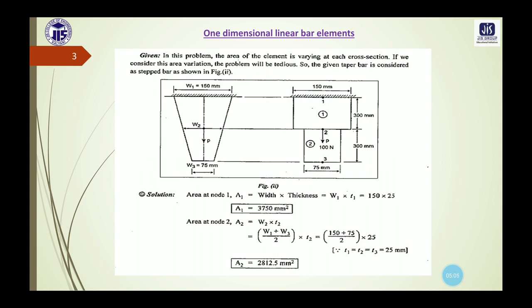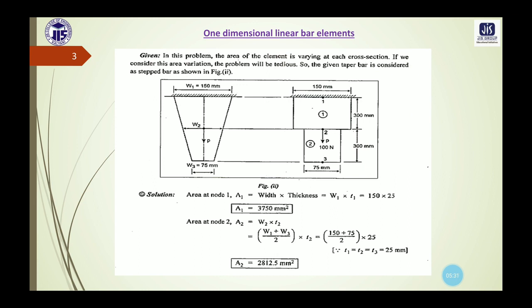Now first we need to calculate the area at node 1. So at node 1 the area is width into thickness, so that means W into T. The width is given 150 millimeter and the thickness T is given 25 millimeter. So the area at node 1 is 3750 millimeter square.